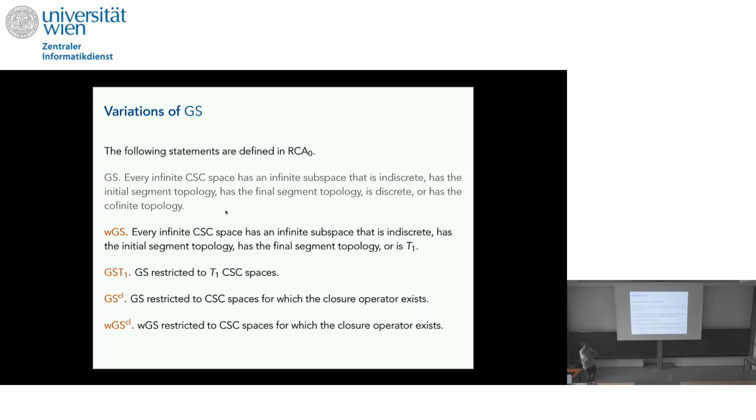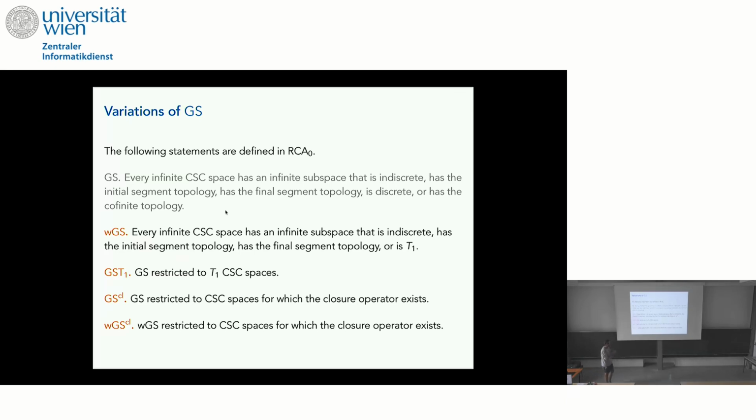So here's just a statement of the full GS. And then let's look at the following versions. The first one is WGS, where we do the same thing, except we merge these last two possibilities, discrete and cofinite topology, and we just say T1. So it's now saying it has a subspace which is indiscrete, initial segment, final segment, or T1. Right? So that's WGS. We'll call that weak GS.